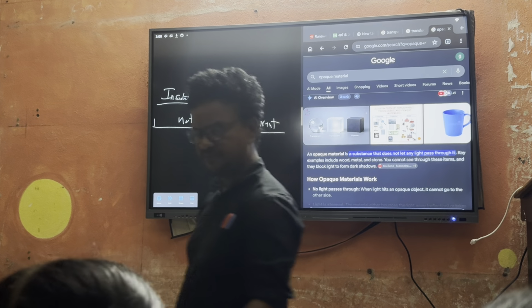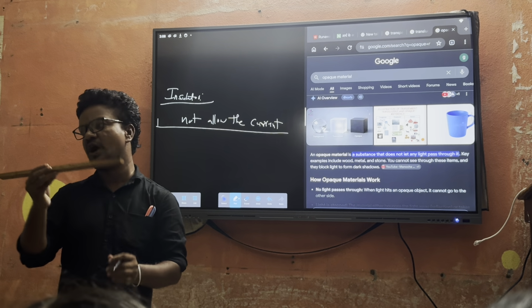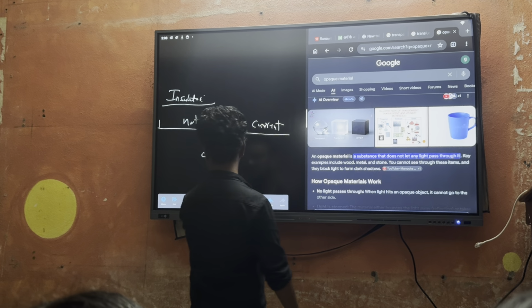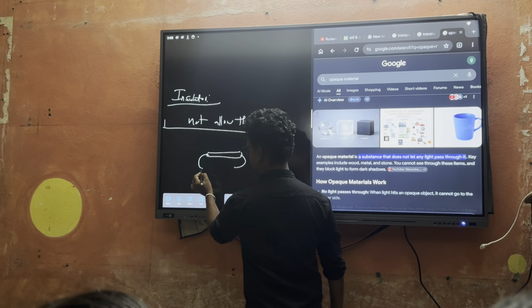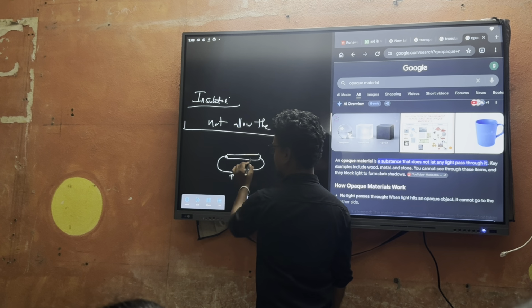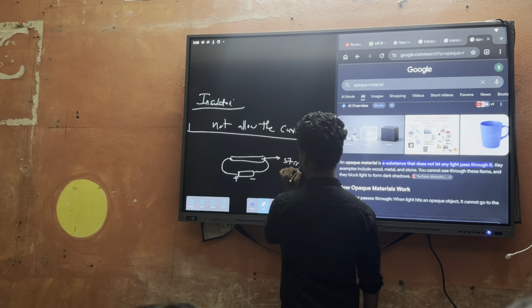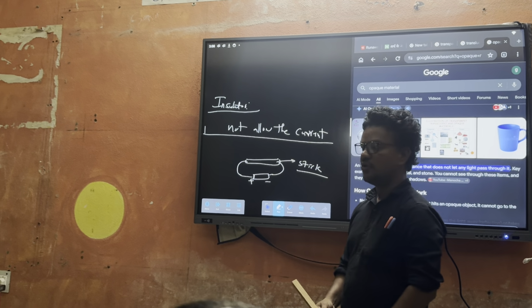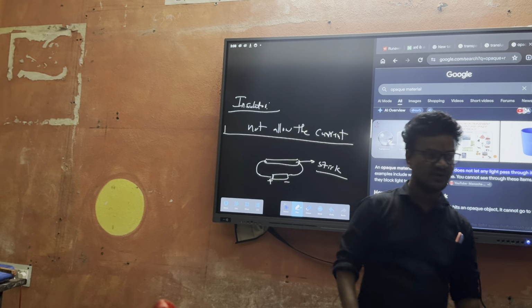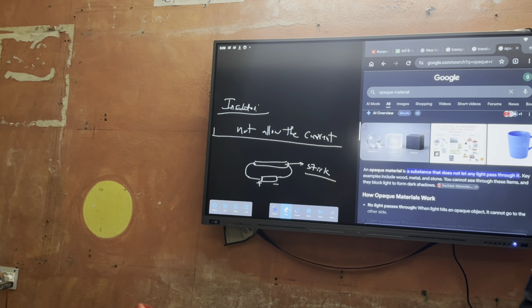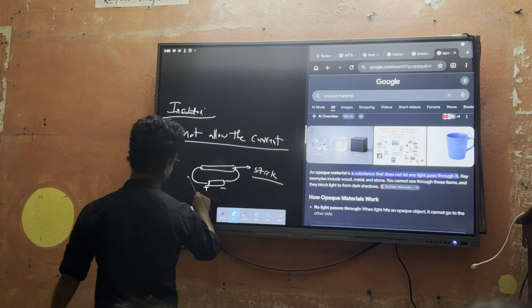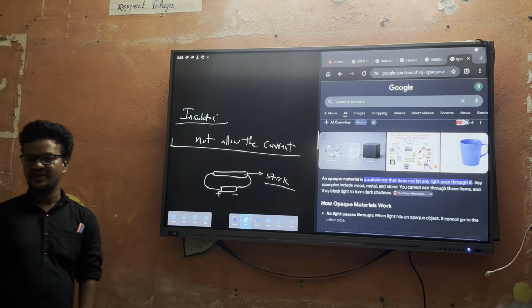Same thing, but instead of the aluminum rod, I am taking a steel stick. All connections are the same, both ends connected to the battery, positive and negative. Now call anyone to touch the surface of the stick. Do you get any type of shock? No. Why? Sir, the electricity is not passing through the stick.